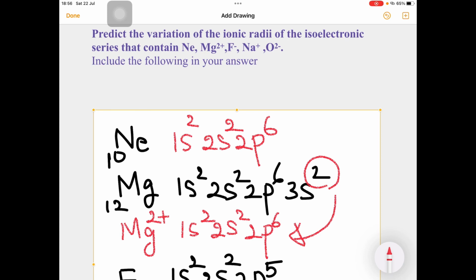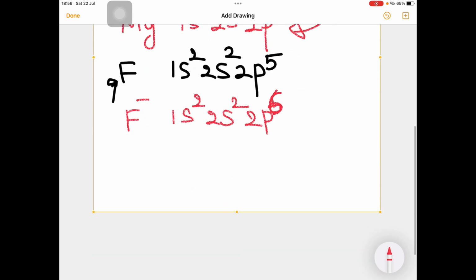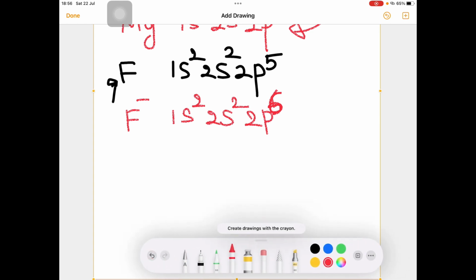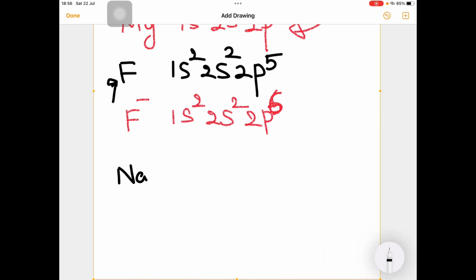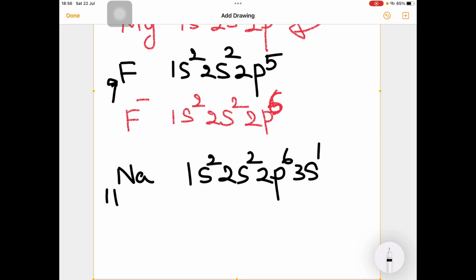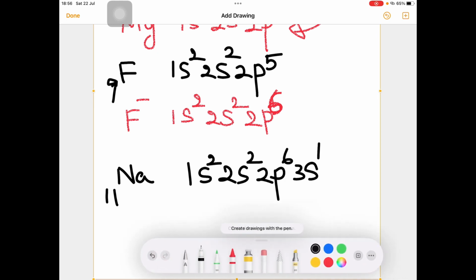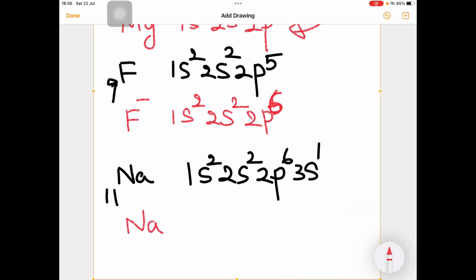And we'll consider the other one, sodium plus. Before we go to sodium plus, sodium is a neutral atom, 1s2, 2s2, 2p6, 3s1, because the atomic number is 11. When it comes to the sodium plus ion, it is 1s2, 2s2, 2p6, because this electron has been removed when the positive ion is being formed.